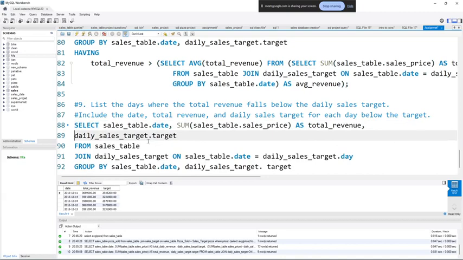So now, list the days where the total revenue falls below the daily sales target. That is, the total revenue that was generated for that day falls below the daily sales target for that same day. Include the date, the total revenue, and the daily sales target for each day below the target.